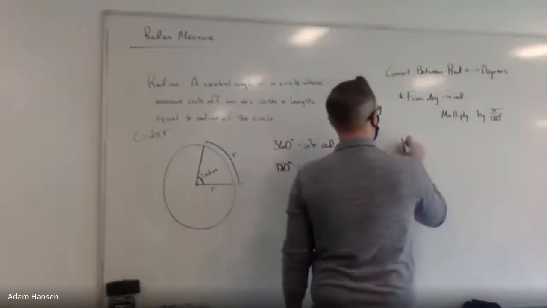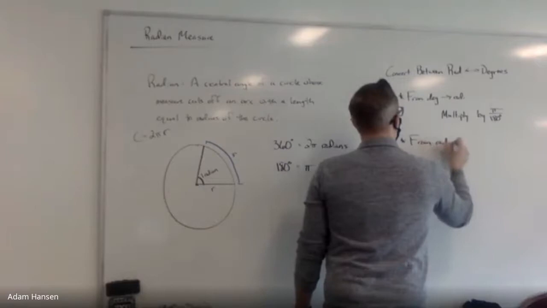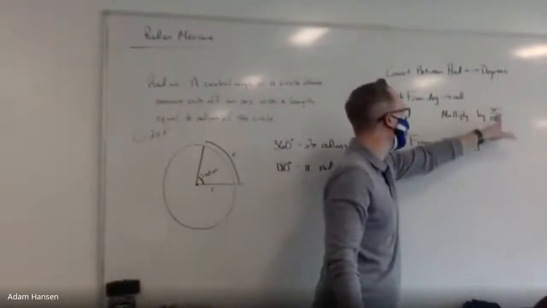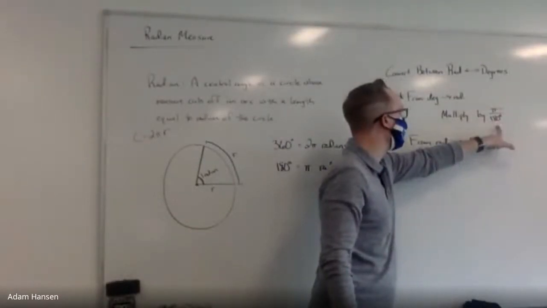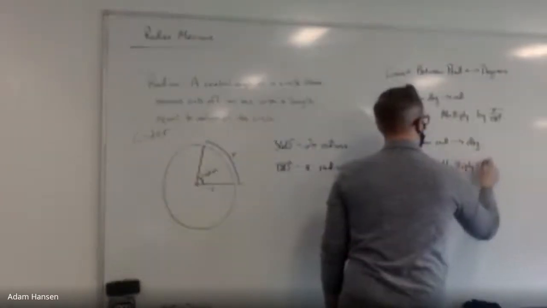Okay, what if I want to go from radians to degrees? To go from degrees to radians, I multiply by pi radians over 180 degrees. To go from radians to degrees, I just do the opposite.